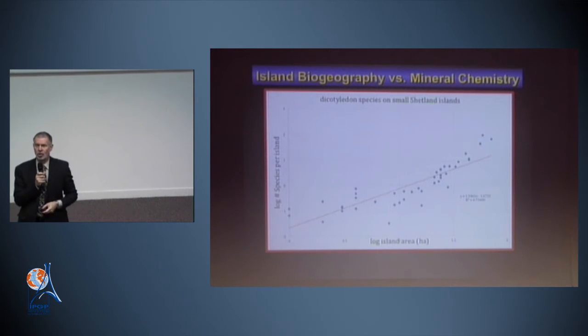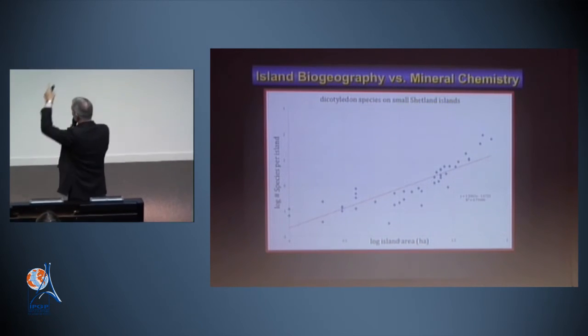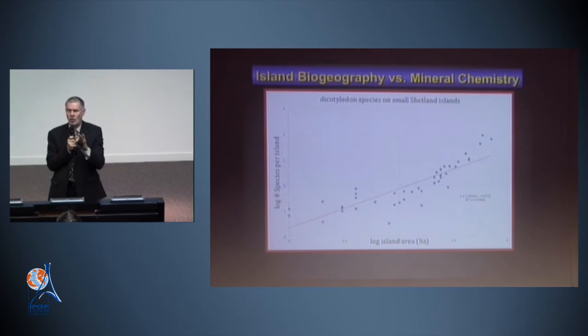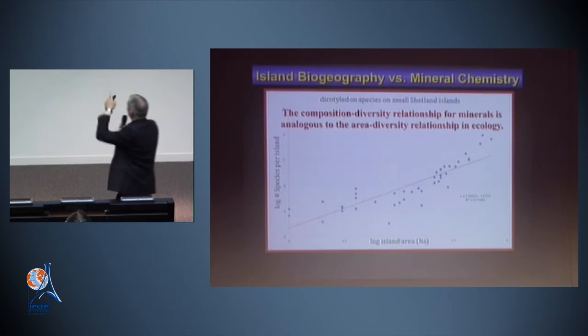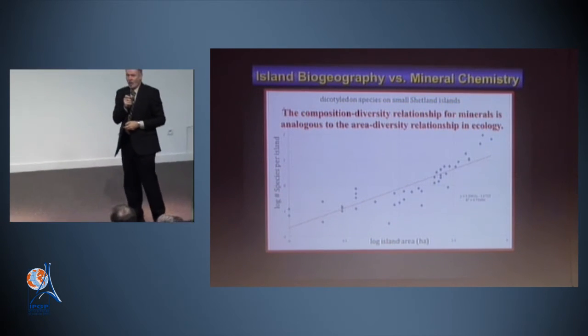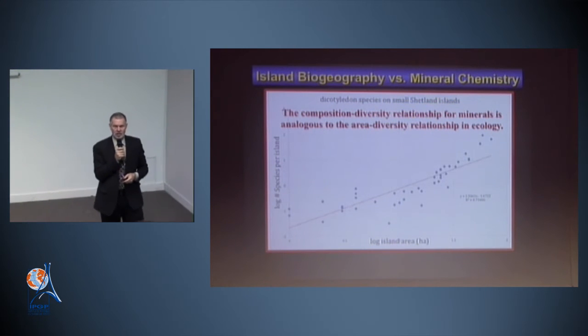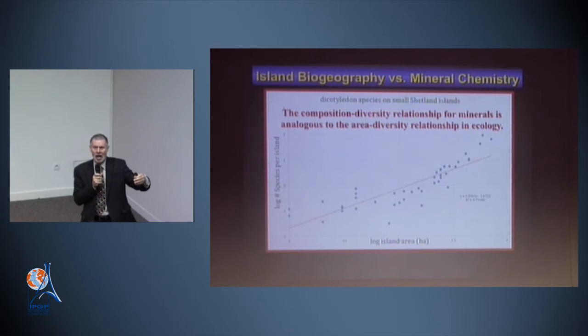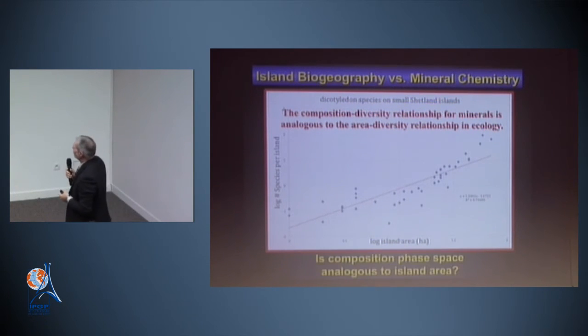For example, islands in the Caribbean. And the vertical scale, again, is the log of the number of species. So this is exactly analogous to what you've just seen for minerals. But what we're suggesting is that perhaps the area of islands in its relationship to biological ecosystems is somehow analogous to the compositional volume in that 72-dimension space for mineral species. And so there seems to be a very similar relationship.